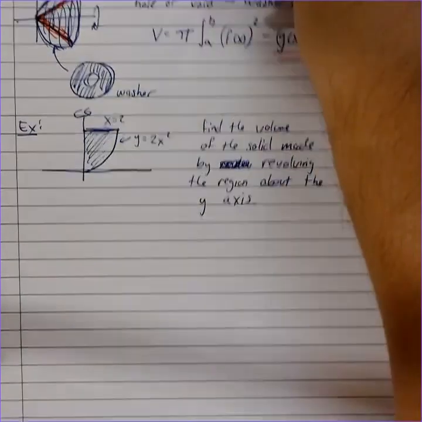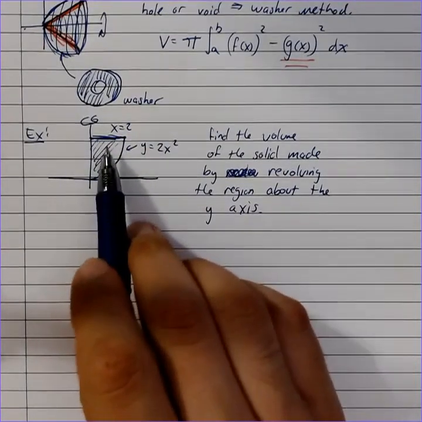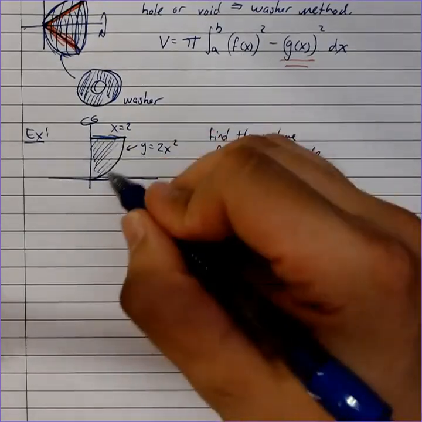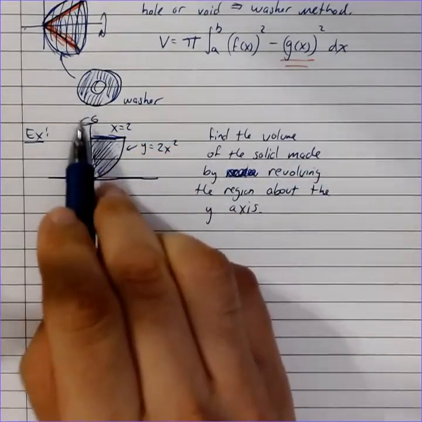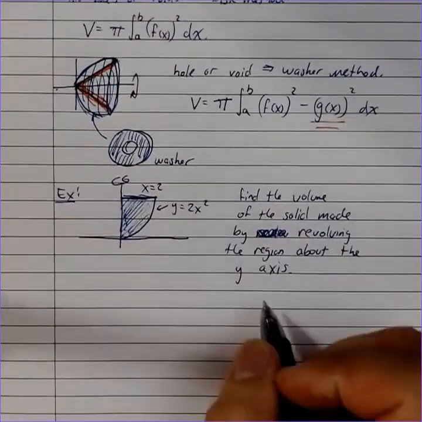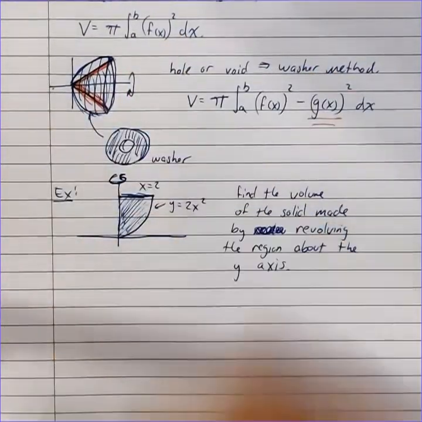So these problems in your homework, in your assignment, they're going to give you a region. Some of the times they'll actually graph it for you. Other times they'll just tell you the equations and you graph it yourself. And then they're going to tell you where to rotate around. So in this case, you rotate around the y-axis, same thing, the x-axis, same thing here. However, there are going to be some times where you're going to rotate around something else. So here you're rotating about the y-axis.